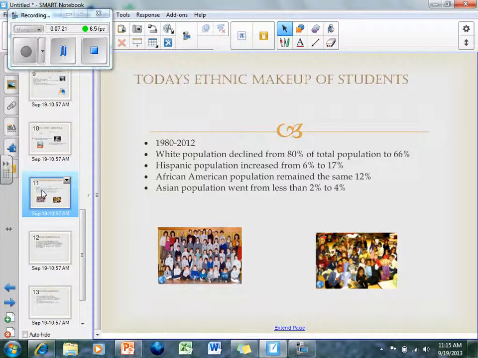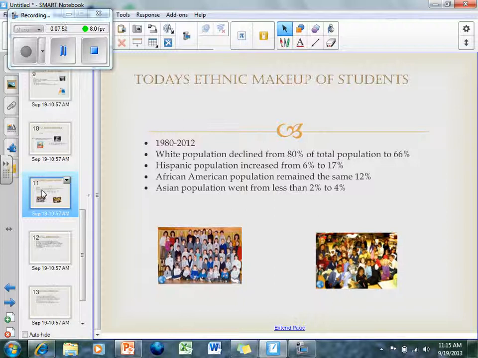Today's ethnic makeup of students: from 1980 to 2012, the white population in schools declined from 80% of the population to 66%. The Hispanic population increased from 6 to 17%. The African American population stayed roughly the same from that year to now. And the Asian population went from 2% to 4%. The United States changed from almost all whites to other races coming into schools. There are 49.9% minority in schools now, and the classrooms are a lot more diverse than they were 20 years ago.